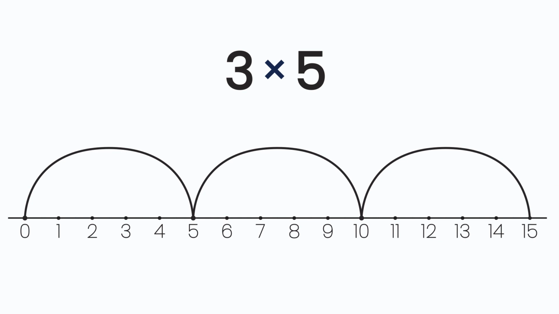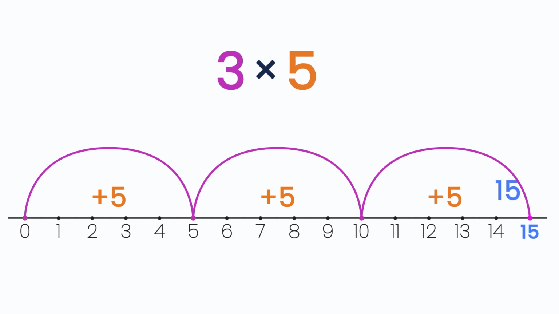You always start at 0. Here, you have jumped 3 times, with each jump having a length of 5. This results in 3 times 5. After 3 jumps, you land at 15. So 3 times 5 is 15.